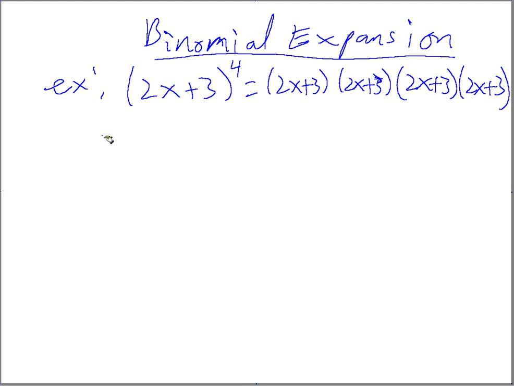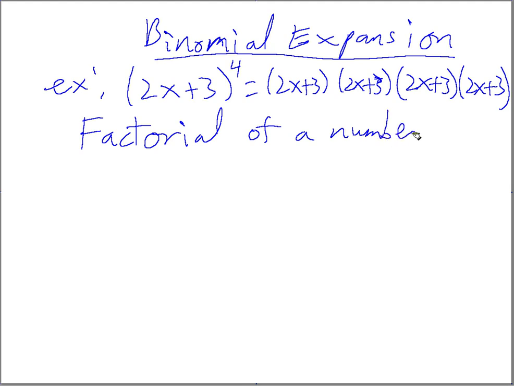So the first thing to look at is the factorial of a number. Let's take a look at what's called the factorial of a number. Okay, so we're not going to multiply out the four 2x plus 3s here, right? We'll use the binomial theorem instead later on, all right? But let's take a look at the factorial of a number, though, to add some background information here first, right? So what is that? What is the factorial of a number?